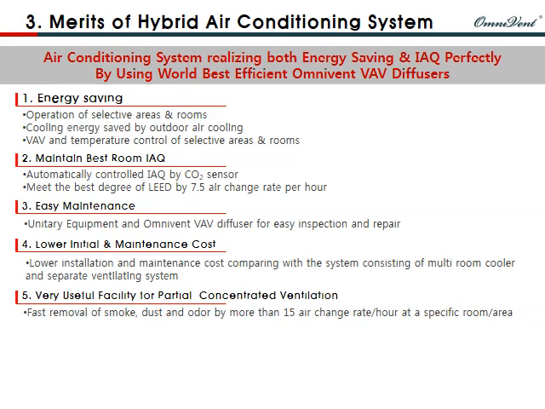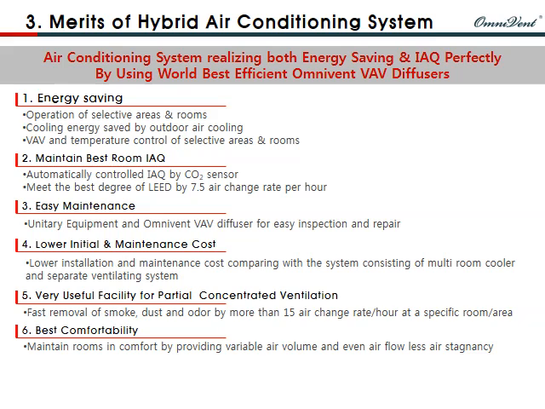5. The hybrid air conditioning system allows rapid and concentrated removal of heavy dust, odor, and smoke by more than 15 air change rate per hour per room or zone. 6. It maintains rooms at its best comfort, preventing cold drafts due to its air inlet and outlet diffuser locations and VAV control, resulting in even airflow without stagnancy.